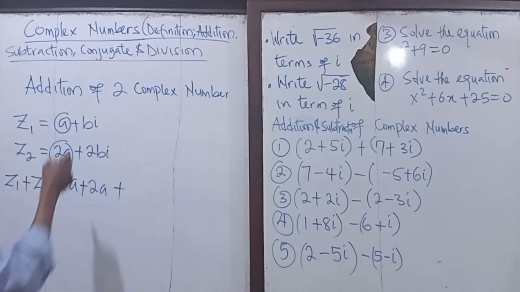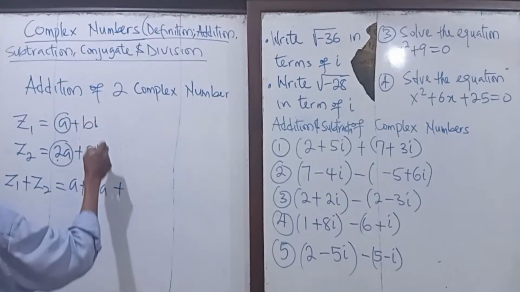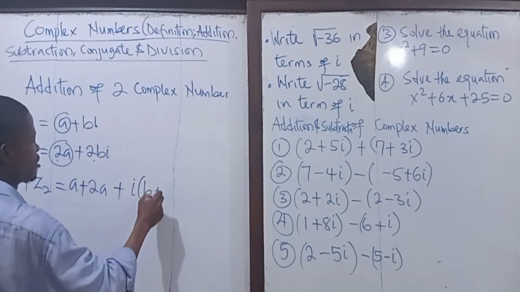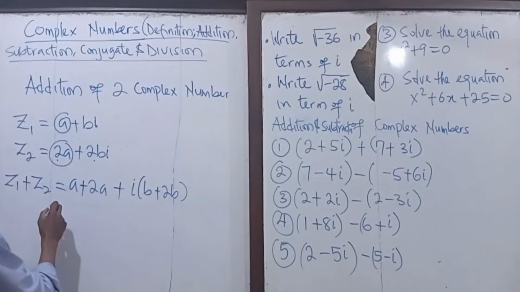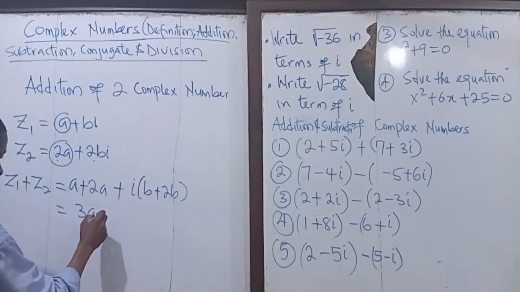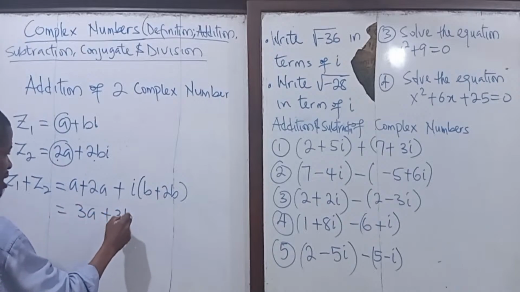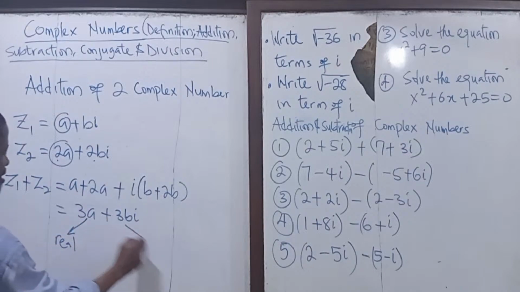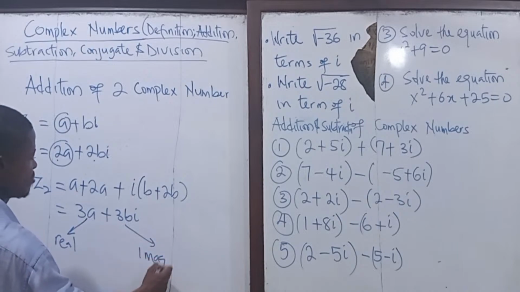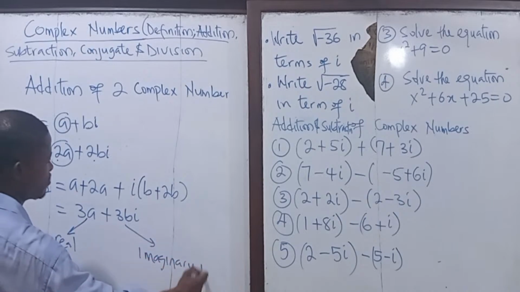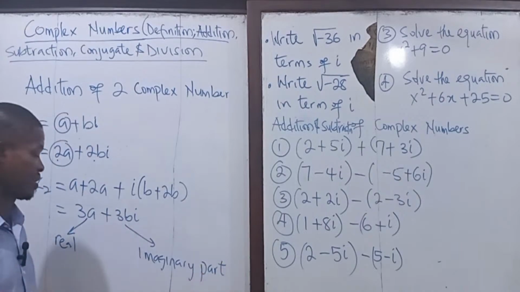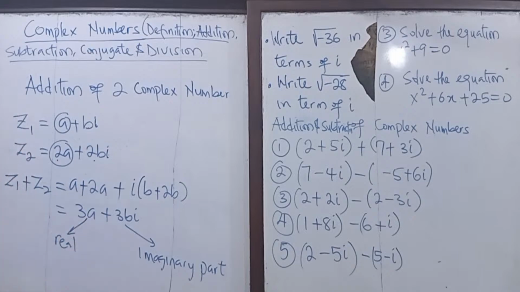Okay, plus you also do that for the imaginary part. The imaginary part is the part that has i. Okay, and that will be what? i is there. You can factorize that. b plus 2b, and that will give you 3bi. So this is your real part, and this is the imaginary part. Okay, the attachment to your i is your imaginary part. So that's the real part, imaginary part.